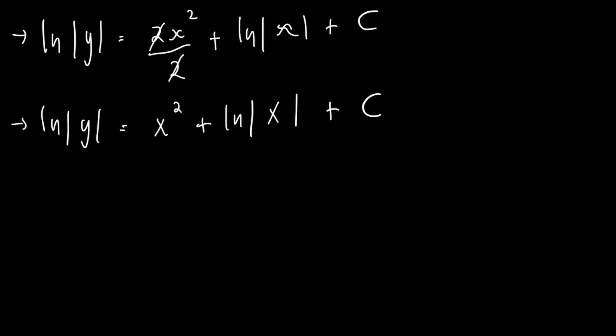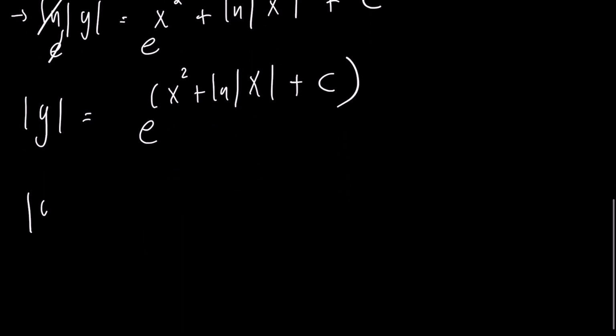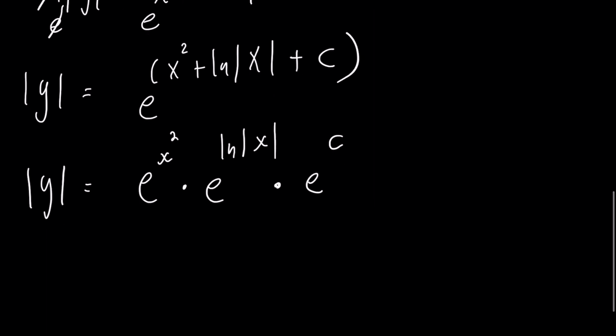From here, we could exponentiate both sides. So the natural log and e will cancel. With the absolute value of y is e raised to the x squared plus the natural log of the absolute value of x plus c. We have the absolute value of y equals, using exponentiation rules, e to the x squared times e raised to the natural log of the absolute value of x times e to the c.